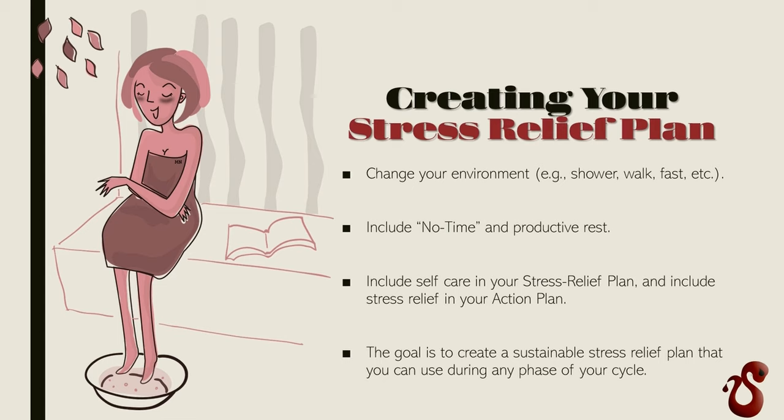But no matter what that plan is, the goal remains the same, and that is to create a sustainable stress relief plan that you can use during any phase of your cycle. Something that's sustainable, that you can use during any stressful moment. So for that, I would say avoid using things like drugs, alcohol, or food as a form of stress relief. They may dull some of the stress for a time, but it's not sustainable, and it will end up putting even more stress on your body, on your mind, and on your spirit. So we're going to look for other ways and other things to include in that plan. And I'll be discussing that, how to create your self-repair routine, in depth in part 8 of the series.